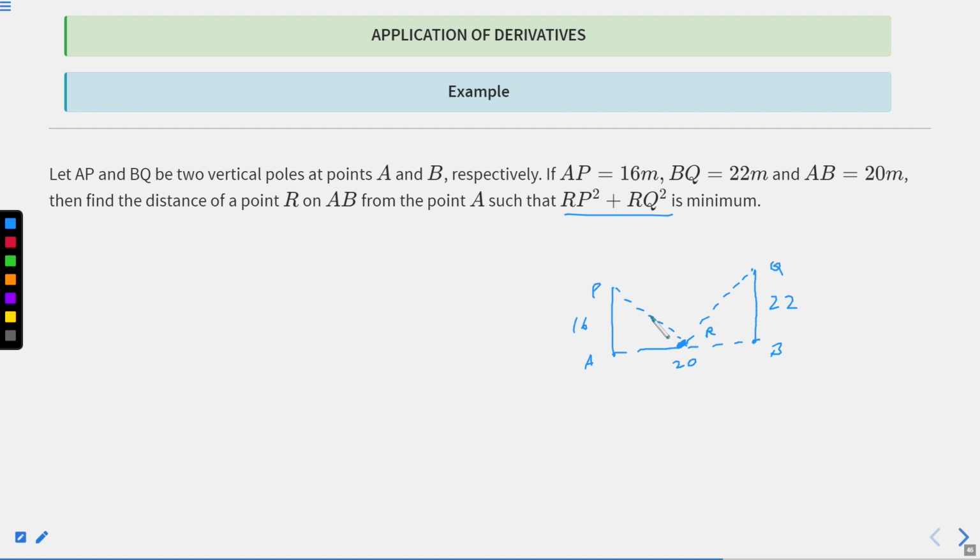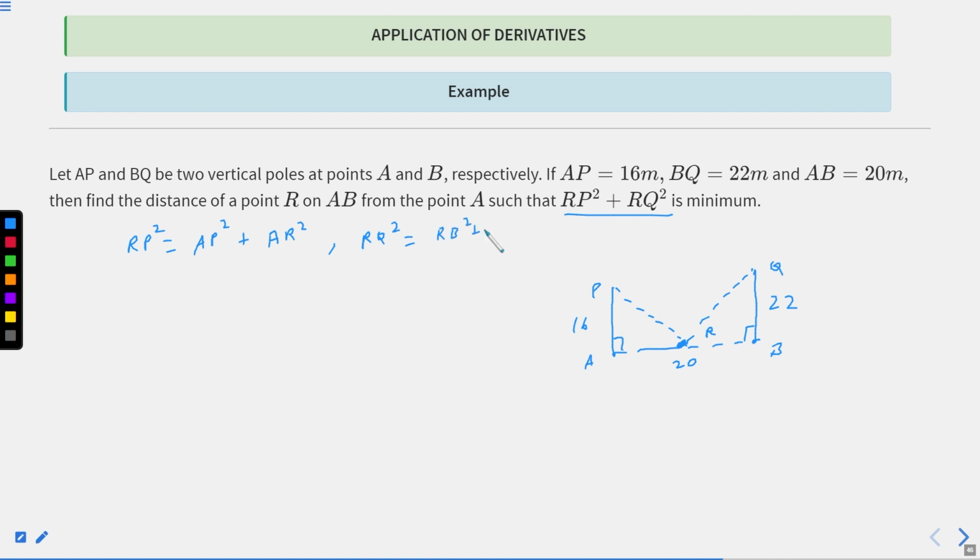You know this will be a right angle triangle, and this will also be a right angle triangle. Then as you know, RP whole square is 16 square plus this, which means AP square plus AR square. Yes, and RQ square is what?